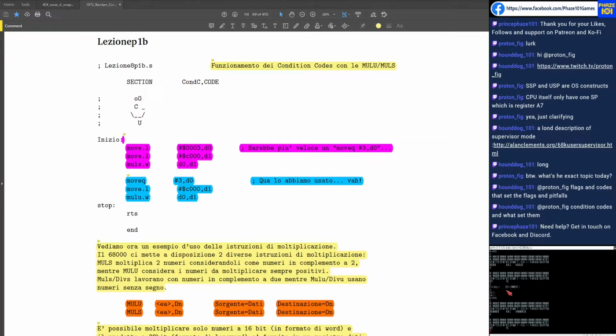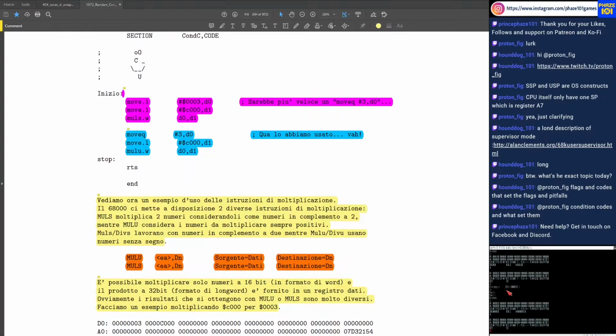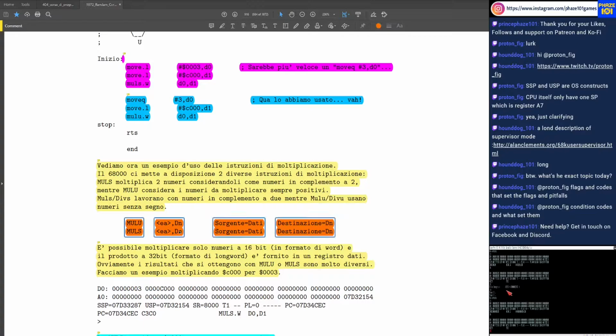This move long 3, D0 could have been replaced with move quick, 3, D0. In the second part of the same example, he used move quick, he's just showing other options here. It's not the end of the world. Also, the result is stored in the destination address. So whatever we have here, that's where the result goes, and it will be stored as a long word.